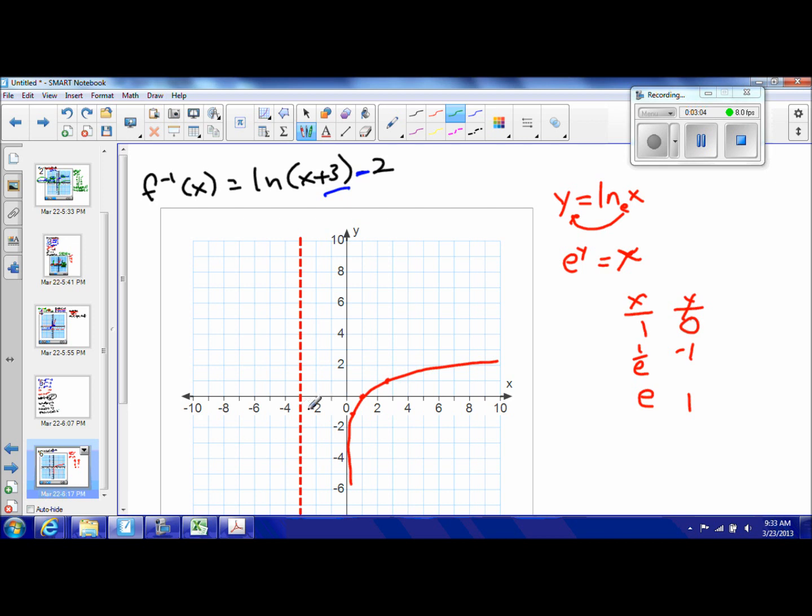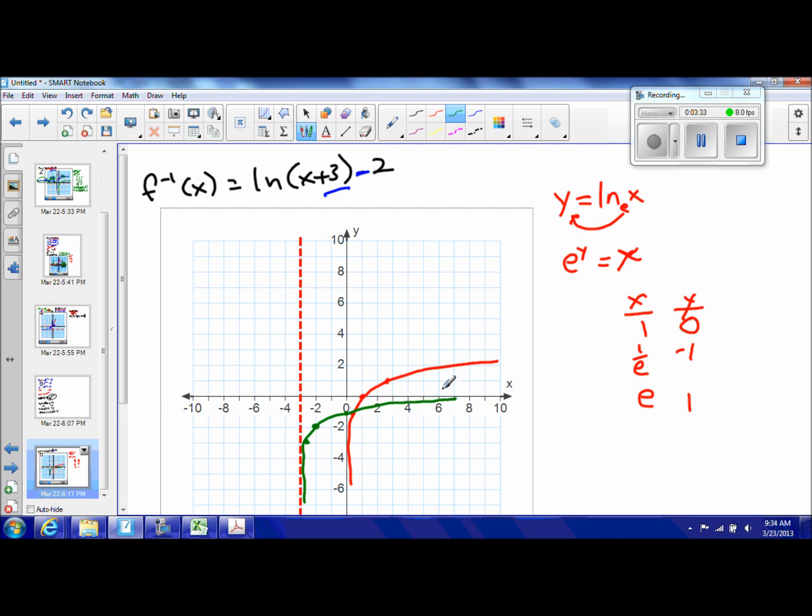Left 3, this is the one that's very close to my asymptote. Down 2, right there. Left 3, down 2, right there. Left 3, down 2, right there. And my transformed graph looks something like that.